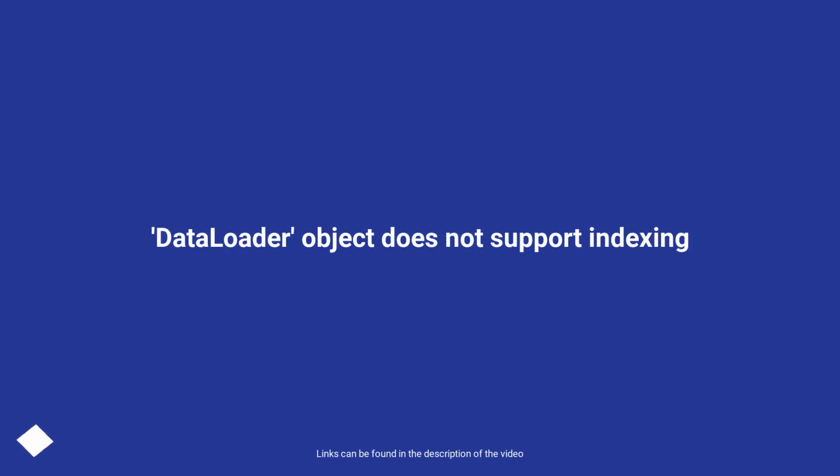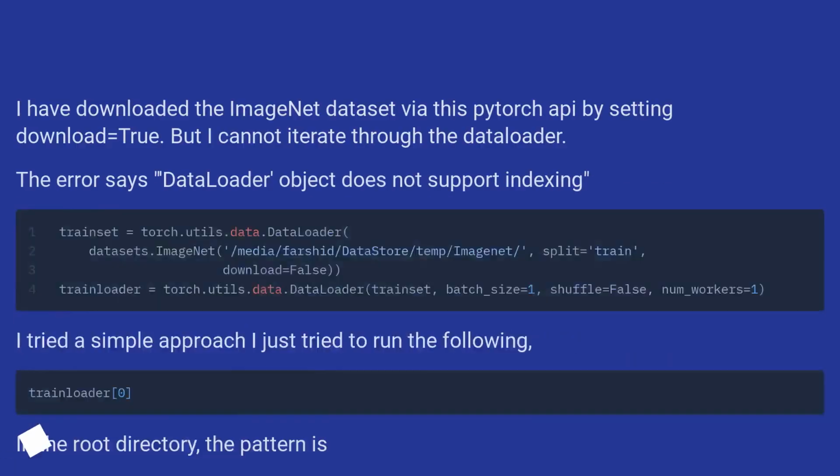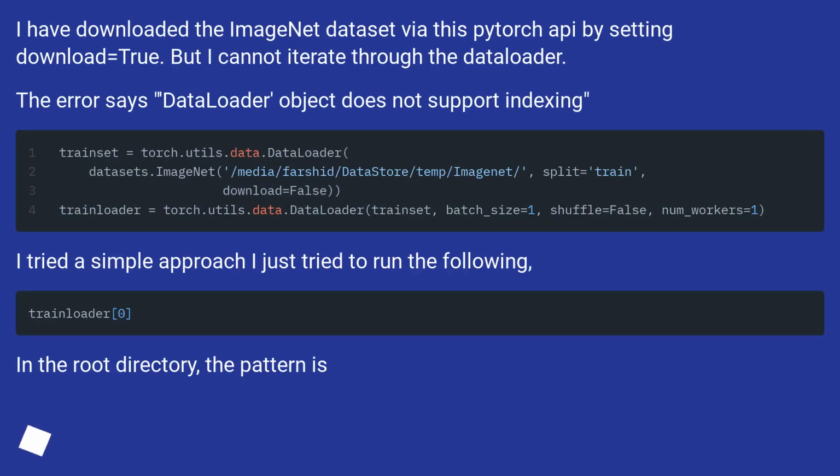DataLoader object does not support indexing. I have downloaded the ImageNet dataset via this PyTorch API by setting download equals true. But I cannot iterate through the DataLoader. The error says DataLoader object does not support indexing.